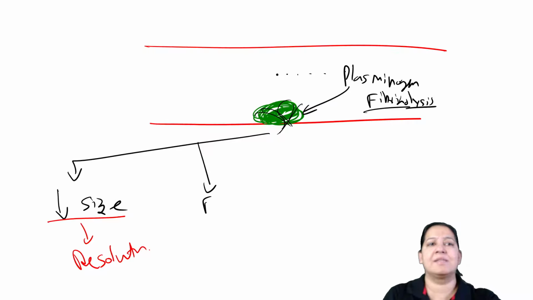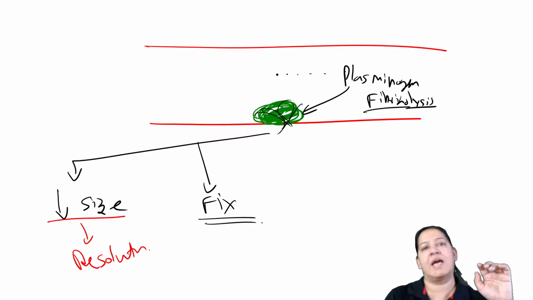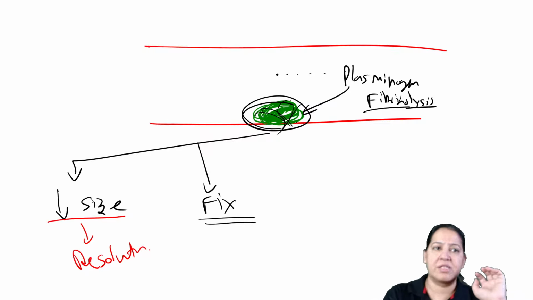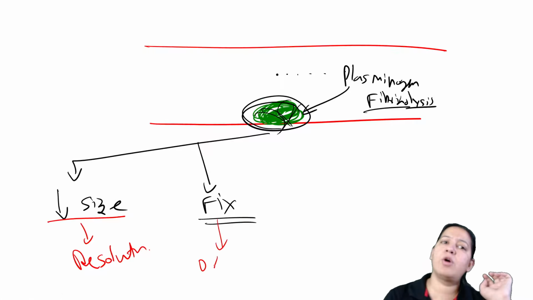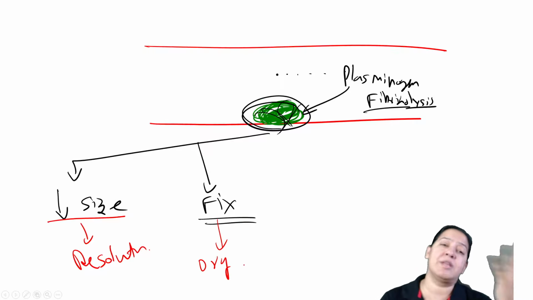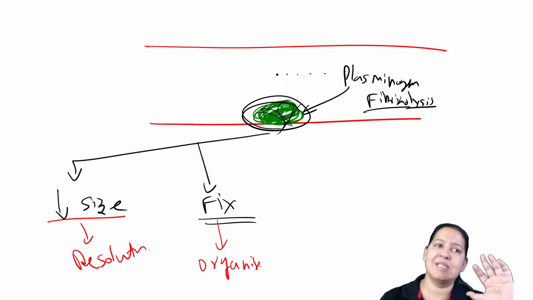Number two, it becomes fixed in size, not decreasing. The size is fixed. It is known as organization. The clot is organized, either due to calcification or something else. It is organized. The size is fixed.